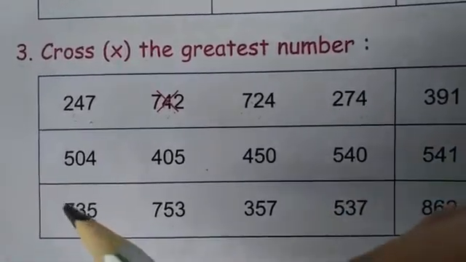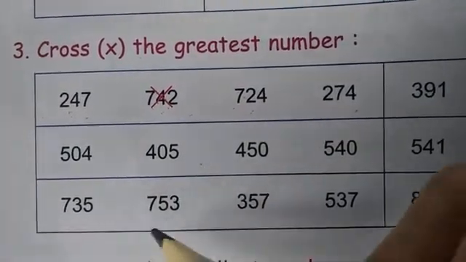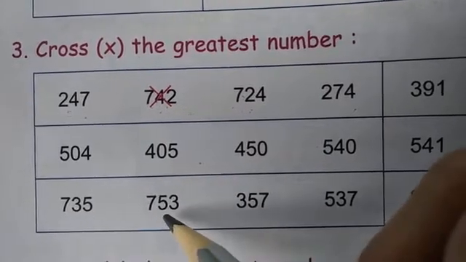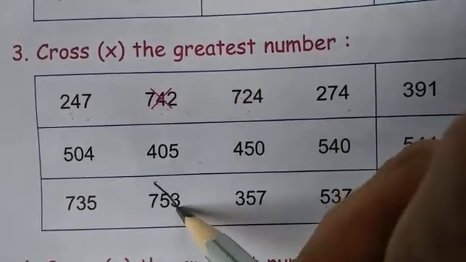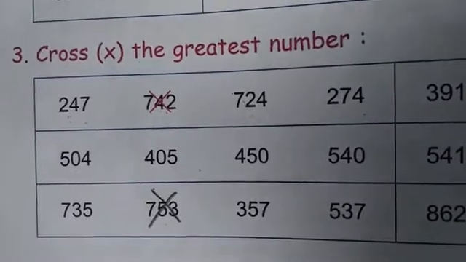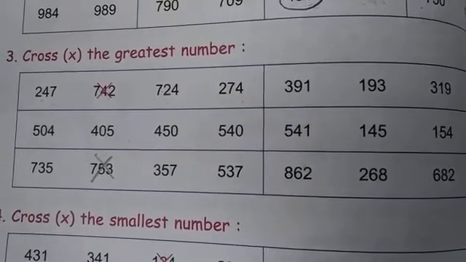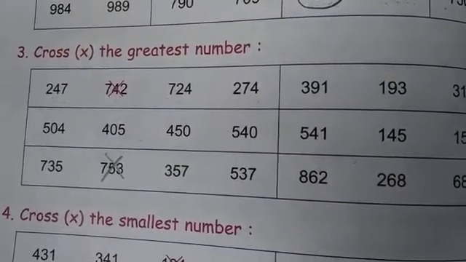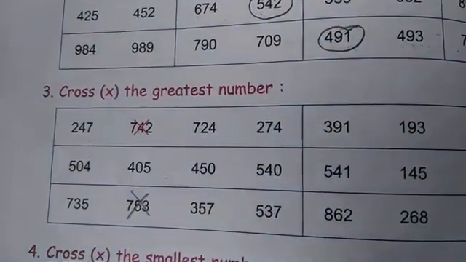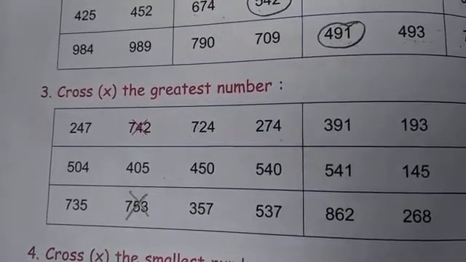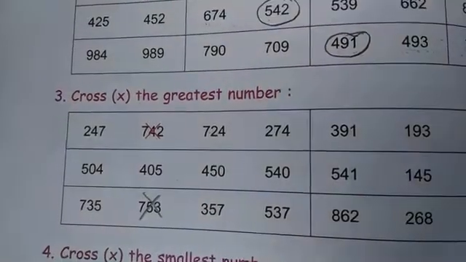Now let's compare 735 and 753. Here the first digits are the same. Now here's 3 and 5. 5 is greater than 3. So 753 is the greatest number among all the numbers. Whenever you compare numbers, first compare the hundreds digit, then the tens, then the ones. If the hundreds digits are the same, then compare the tens digit, and if the tens digits are also the same, then compare the ones digit.